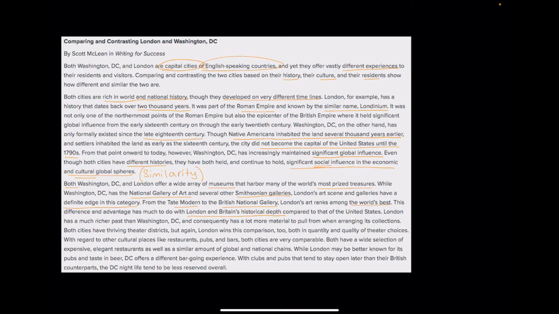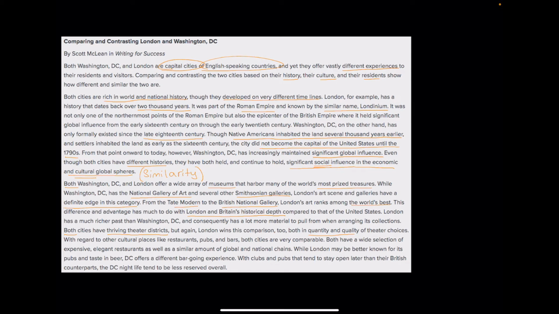We know that anyway. We read that earlier. London has a much richer past than Washington DC and consequently has a lot more material to pull from when arranging its collections. Both cities have thriving theatre districts, but again, London wins this comparison too, both in quantity and quality of theatre choices.